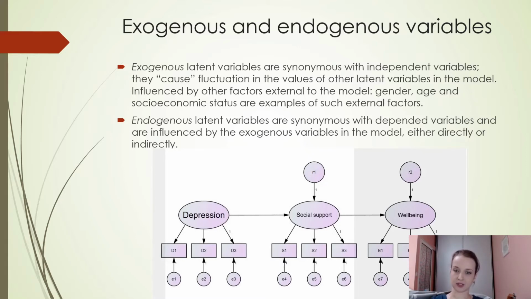Endogenous latent variables are synonymous with dependent variables and are influenced by the exogenous variables in the model, either directly or indirectly. Fluctuation in the values of endogenous variables is said to be explained by the model because all the latent variables that influence them are included in the model specification. Examples of endogenous variables are social support and well-being.